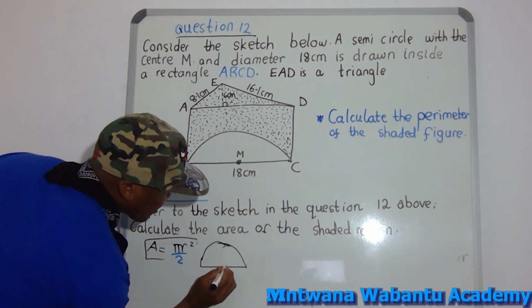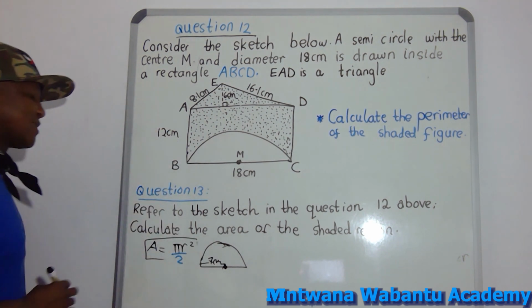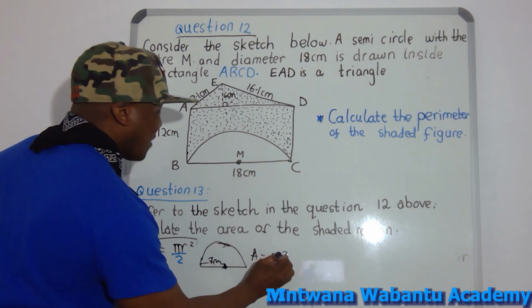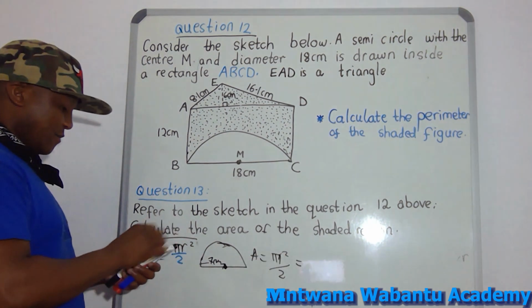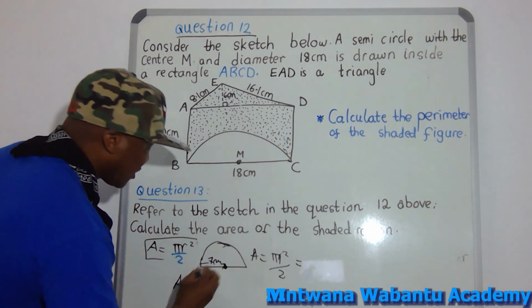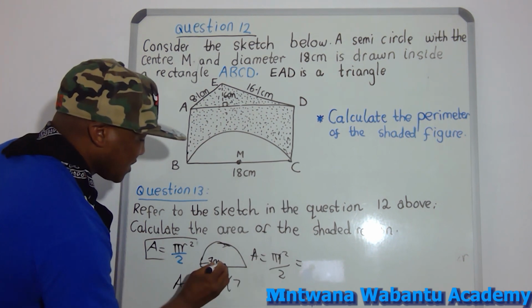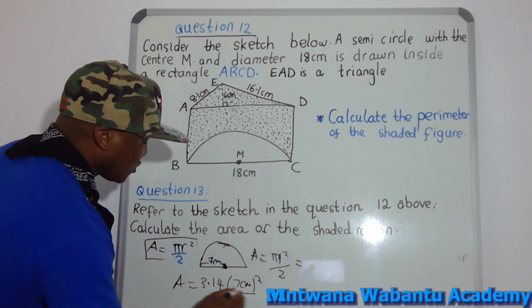So if somebody, for example, gives here, let's say, 7. We know 7 is from here to here, which is the radius. So we're going to say area equals pi r square, but it's a half circle, so divided by 2. So area equals pi, what is pi? 3.14, radius equals 7 because it's from here to there, 7 centimeter square, and then over 2.